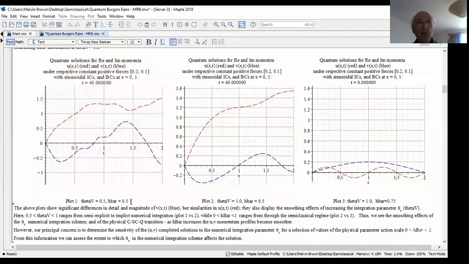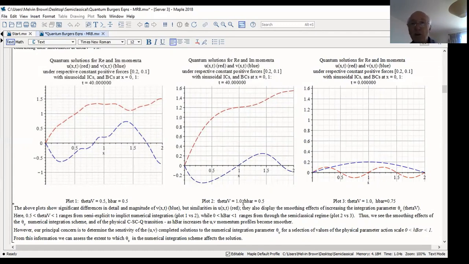And this is for an h bar value. This is a semi-classical value of h bar, which is 0.5, middle of the range from the physics standpoint. But numerically, we start in the middle of the range with that one. Well, that's the only one we can start with, because we've decided we can only work with theta v's greater than 0.5. And in plot 2, you can see the smooth curves, and that's as a result of the integration scheme. So here you've got the integration scheme interfering with the physics, we might argue.